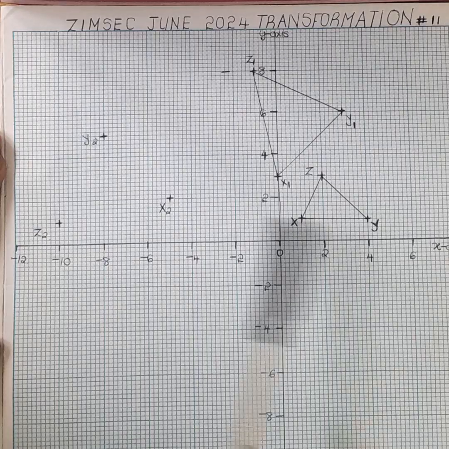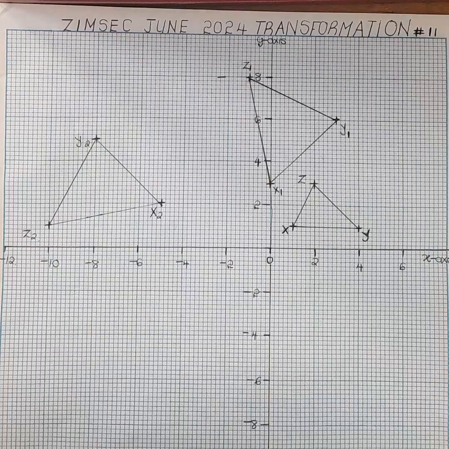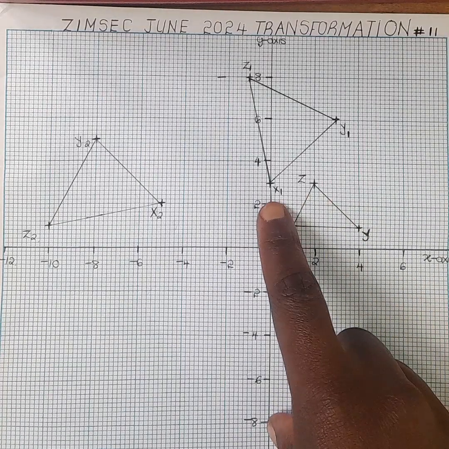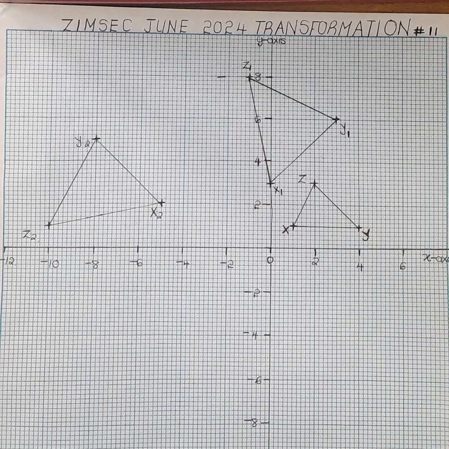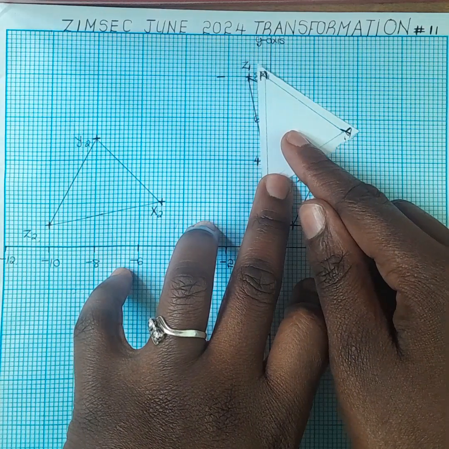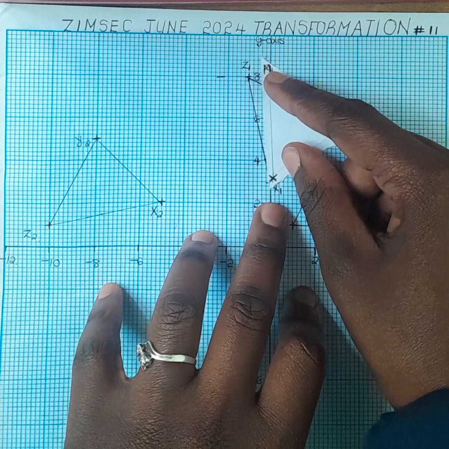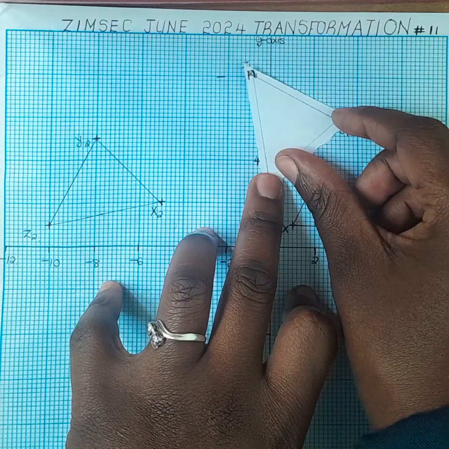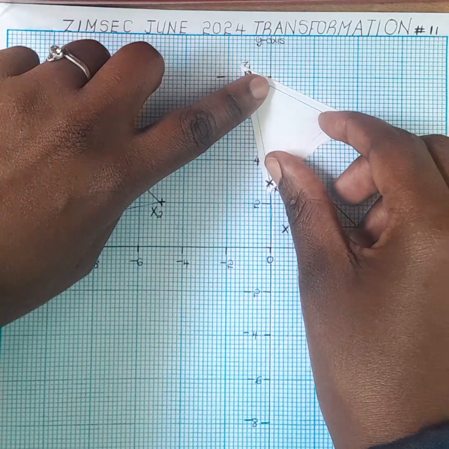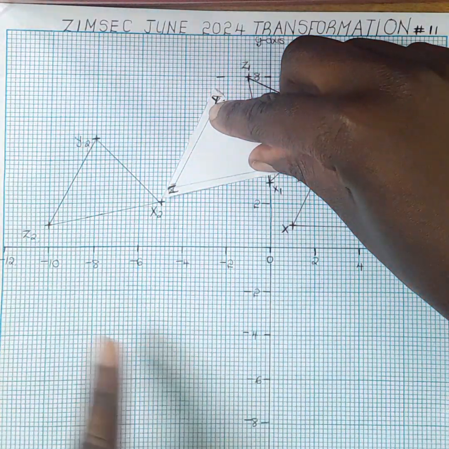After this, I'm going to join these 3 points. Here I'm going to confirm using tracing paper whether my rotation was correct, because we are rotating x1, y1, z1 by 90 degrees anticlockwise. So let me show you. This is the x, this is the y, and this is the z. I want to rotate this 90 degrees anticlockwise. If I rotate 90 degrees anticlockwise, it is going to be like this. Can you see that here?